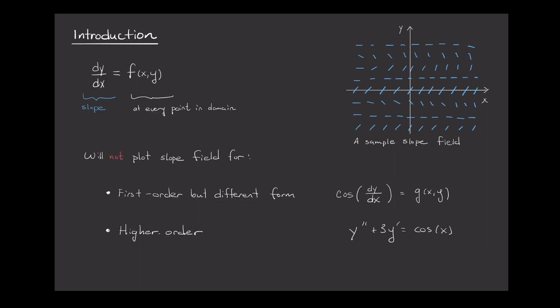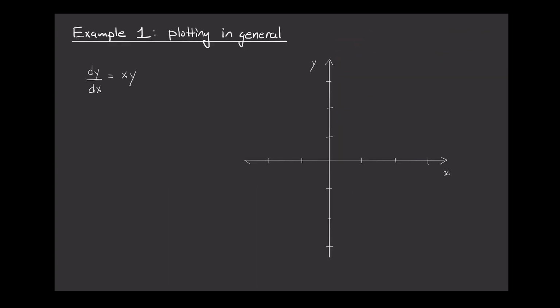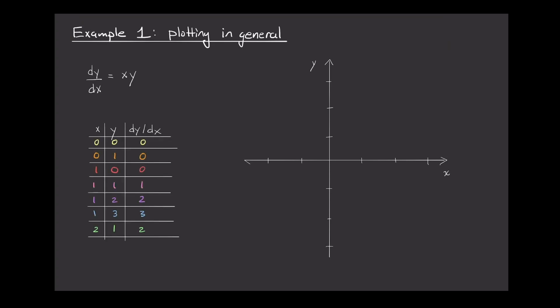Now let's look at our first example where we actually start to graph a slope field, and you can see how I might have come up with something like this. For our first example, let's have the differential equation dy over dx is equal to x times y. If we want to graph this slope field, we'll want to pick certain points and then compute the slope there. Let's create a table. Here's a table with a certain number of points selected and their slopes computed.